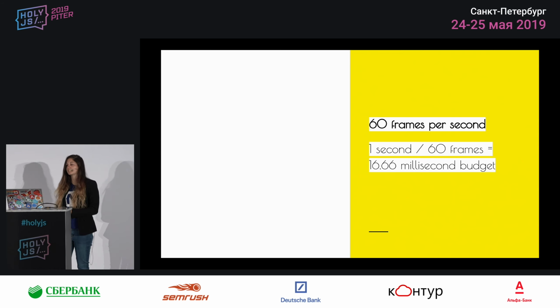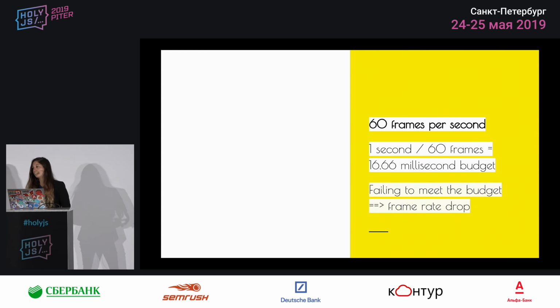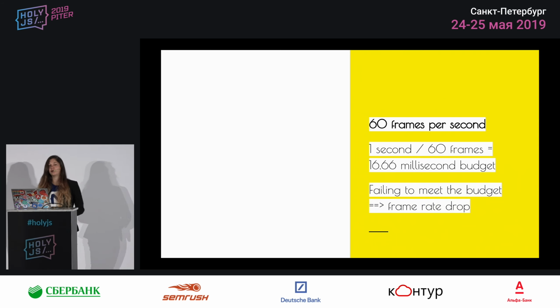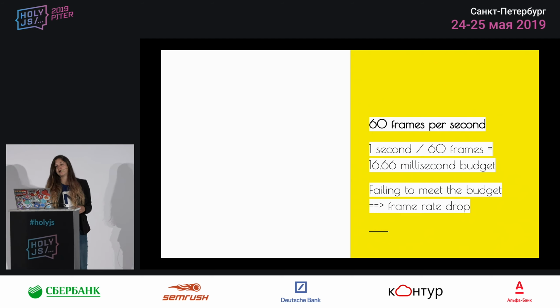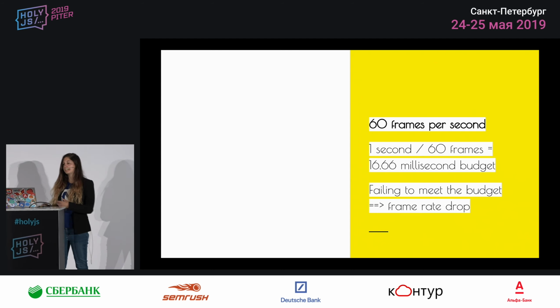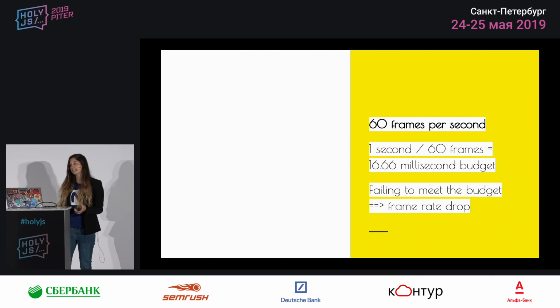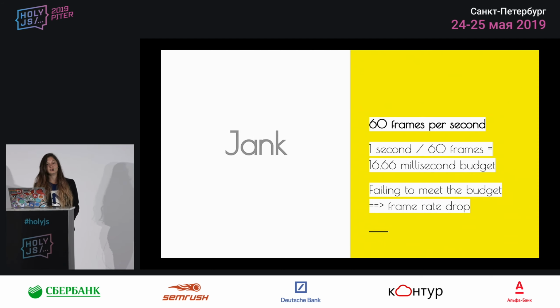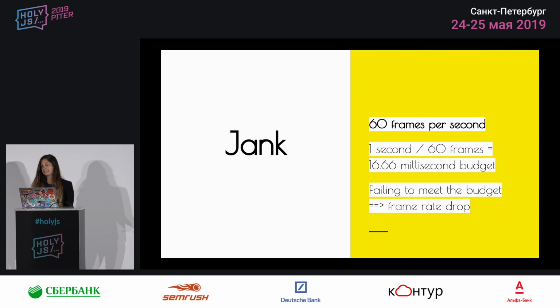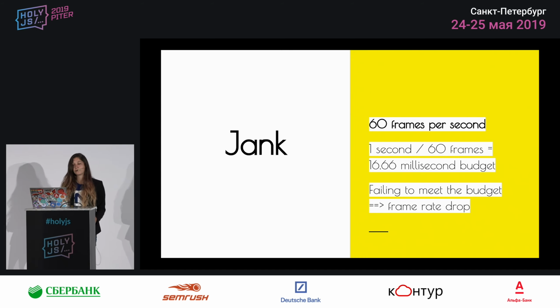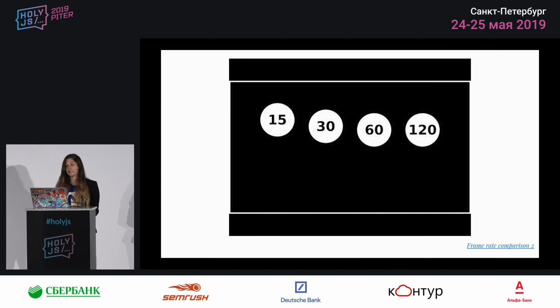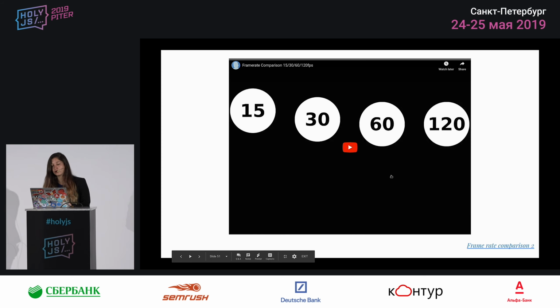the Android operating system. And if we fail to meet that budget, and if we exceed that budget actually, the frame rate will drop. We will skip a frame, and essentially the frame rate drops. The percentage of dropped frames is what we call jank. And many of you have experienced that in different applications. Let's see this short video.